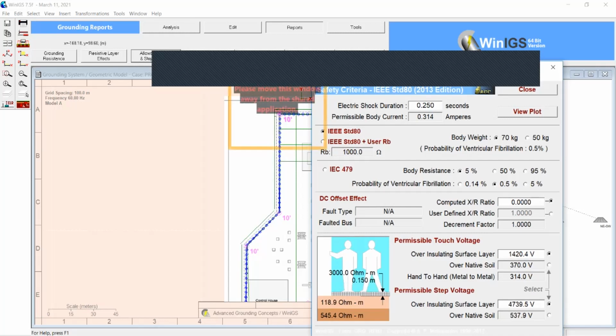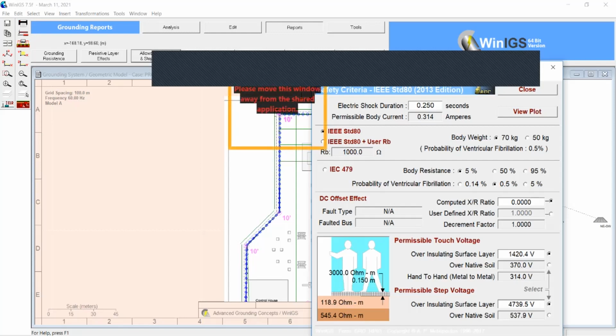Okay, the permissible or allowable step voltage is that much. Here are the allowable touch voltage and step voltage. All right, see one thing: over native soil, the allowable touch voltage is only 370 volts. It means if you remove the extra top layer of crushed rock, that will be the allowable voltage level.